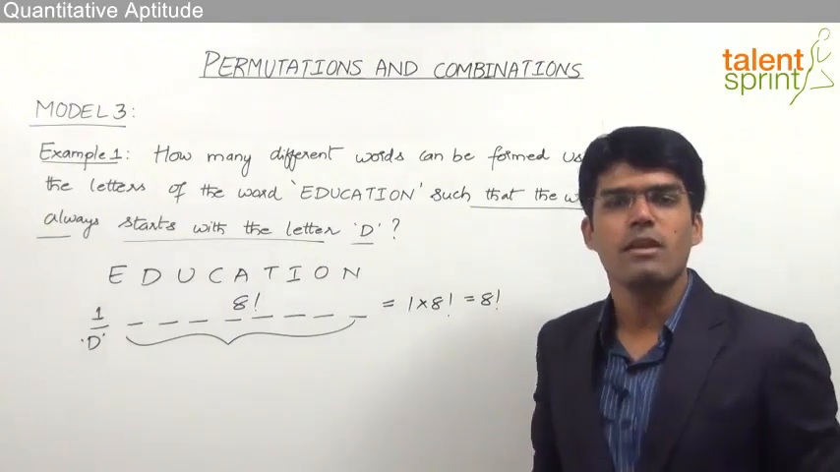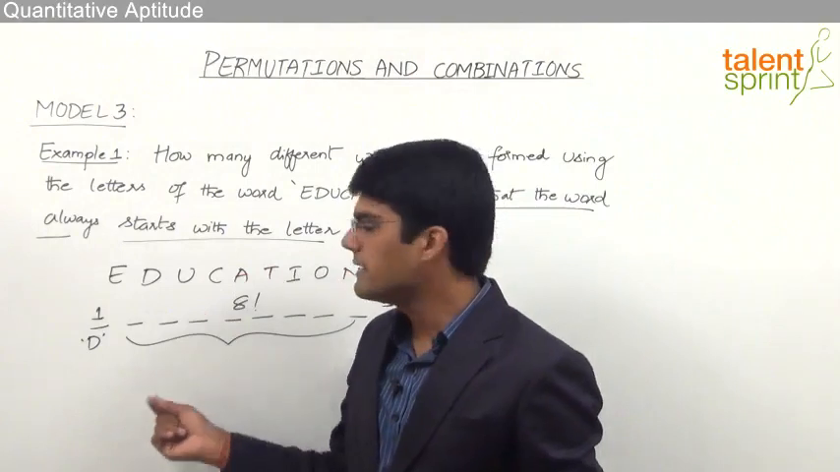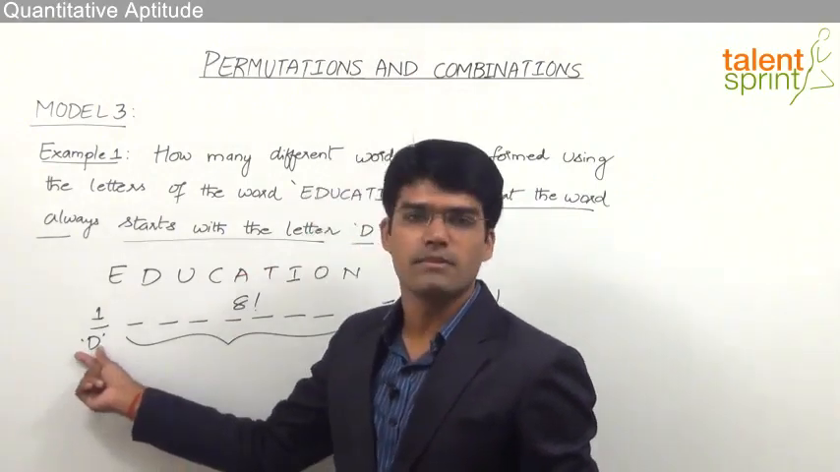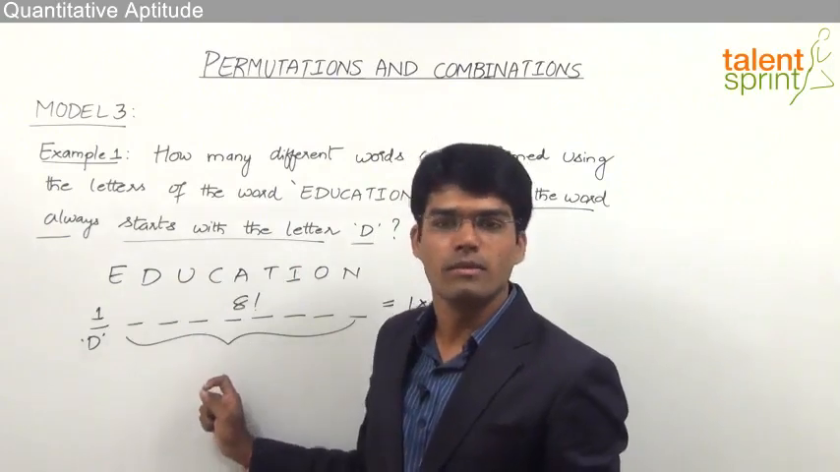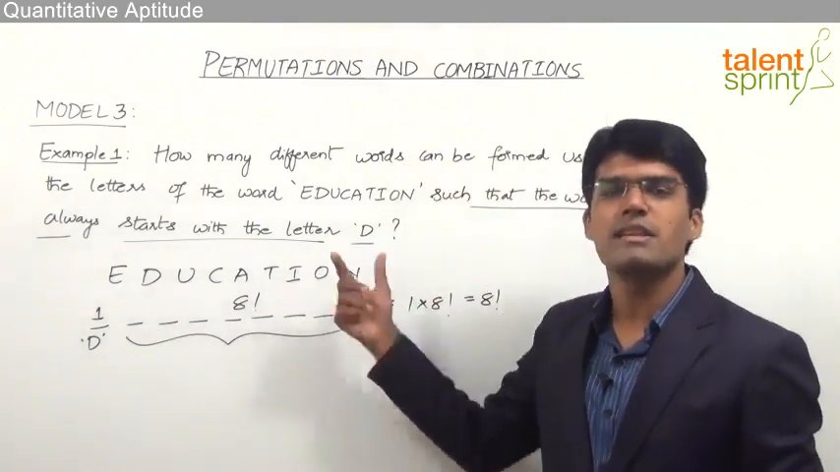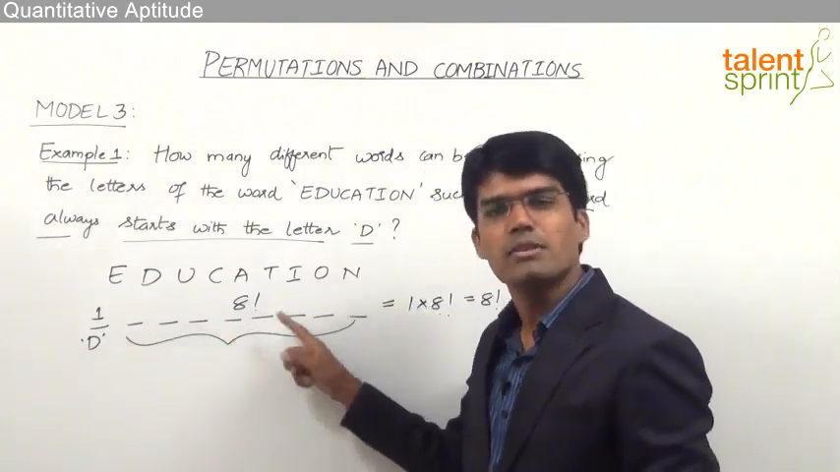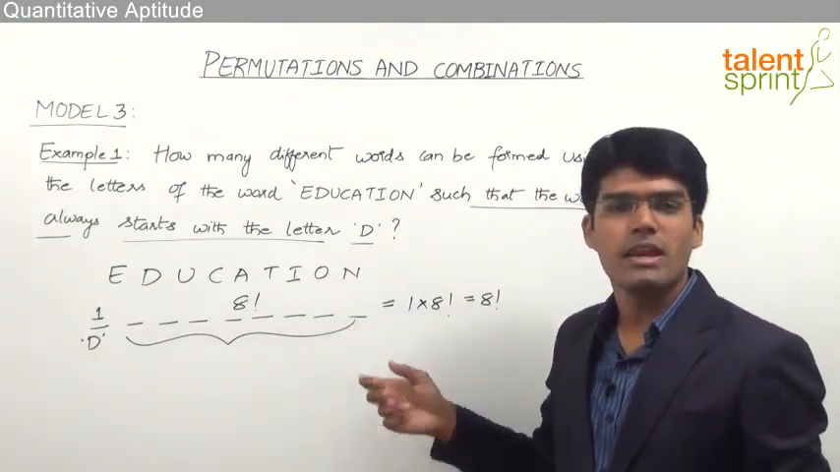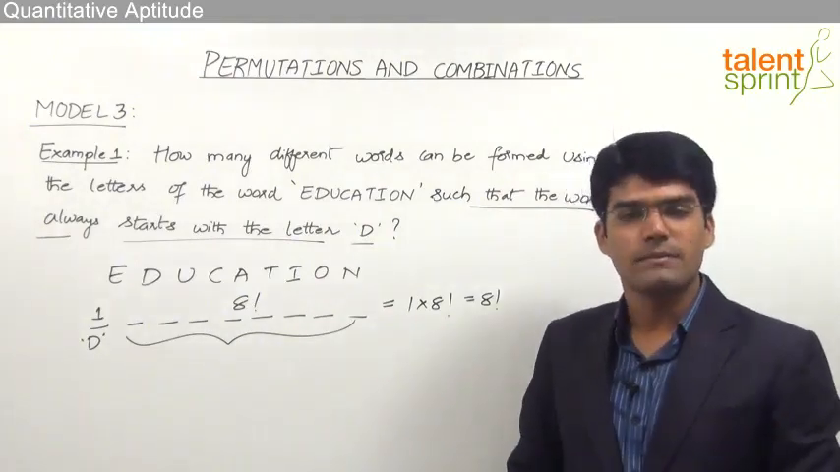So that's a simple way of solving this question. As the condition says, the word should start with the letter D. So let us fix D for the first position. And that can be done only in one way because we have only one D in the given word. And remaining 8 letters can be arranged in any manner. Why? Because the condition is with respect to only the first position. So we need not worry about the remaining 8 positions. And that we know can be done in 8 factorial ways. So that's why the answer is 8 factorial.